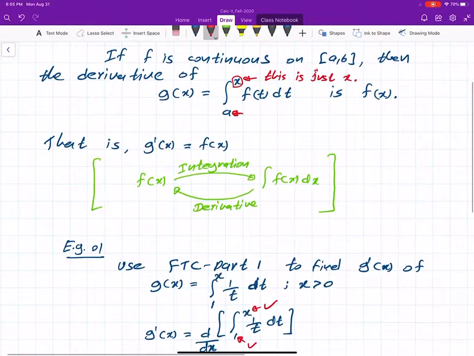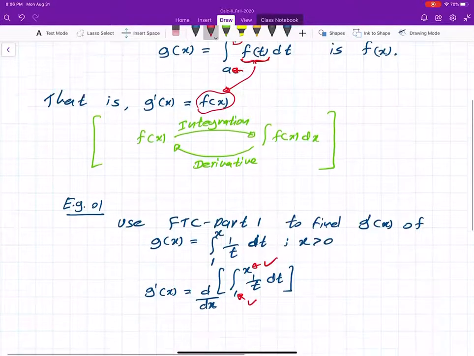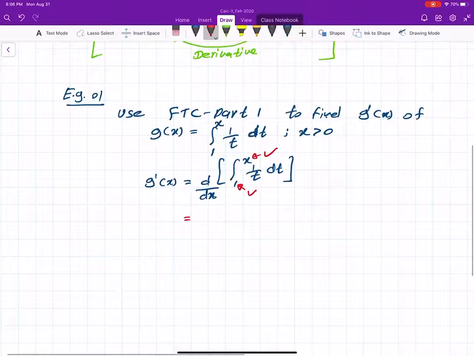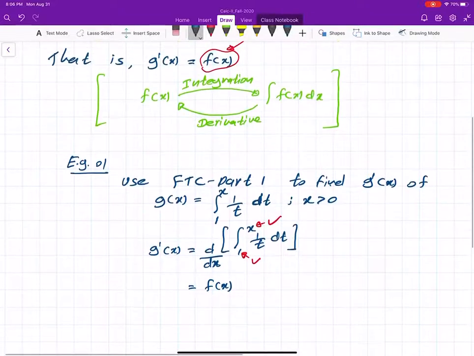So if you had f of t here, the solution g prime x should be f of x. If you had f of t here, it should be f of x, the solution. Now here, the solution for this one should be actually f of x. Okay, this is f of x actually.